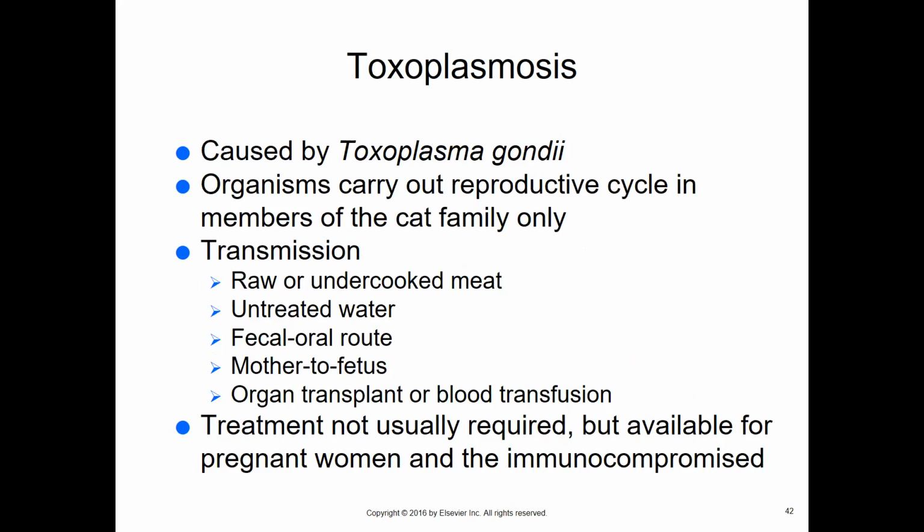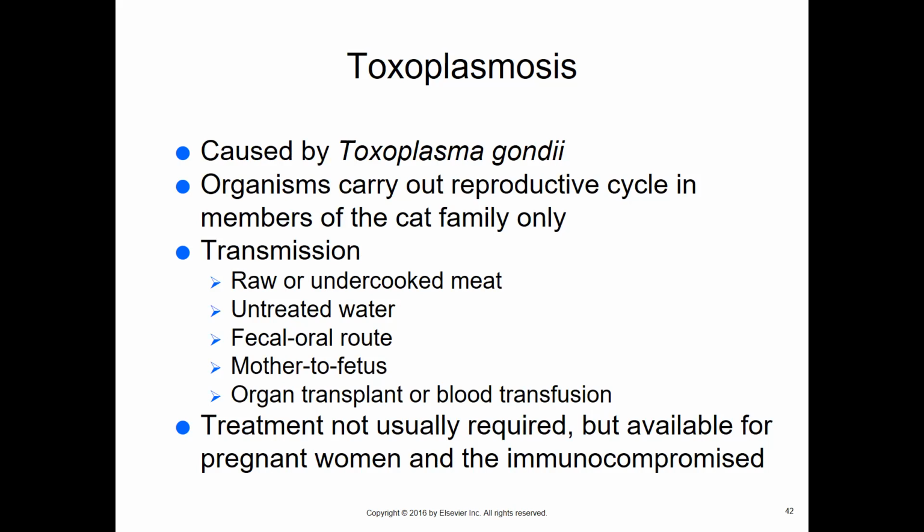Toxoplasmosis. This is caused by Toxoplasma gondii. This is a single cell cyst-forming parasite found all over the world. This organism will carry out its sexual reproductive cycle within members of the cat family only. The cat is the definitive host, but other warm-blooded animals can act as an intermediate host.